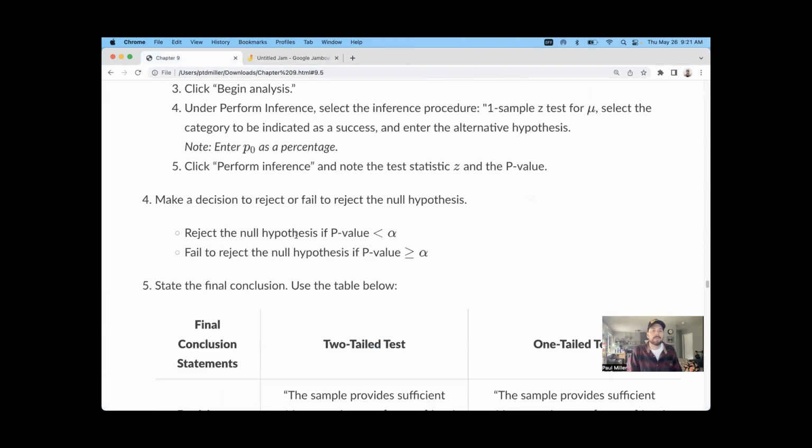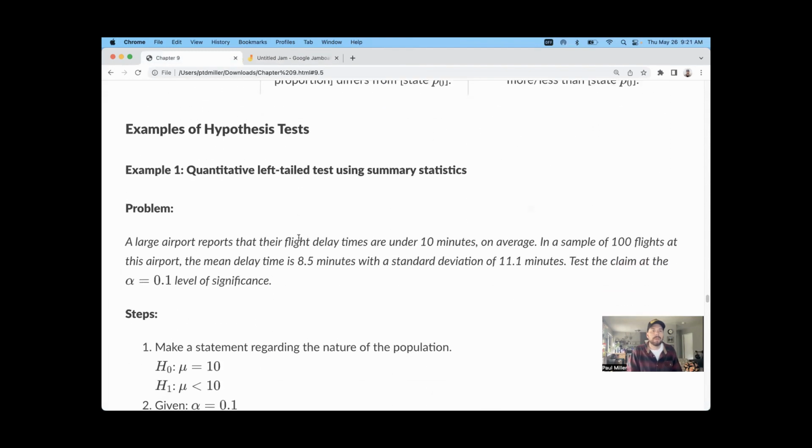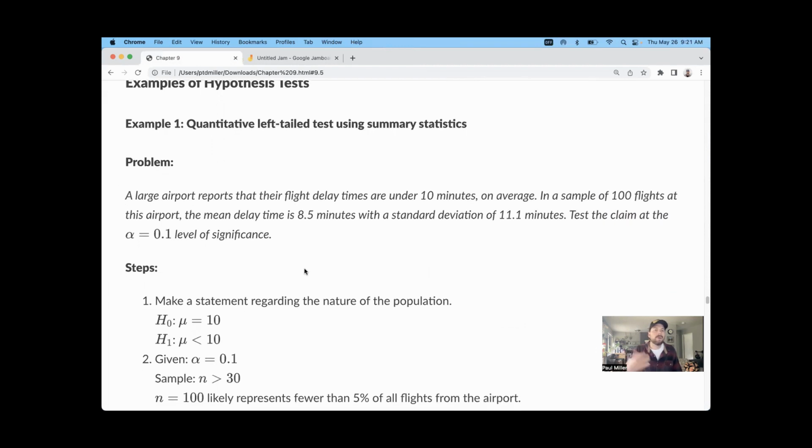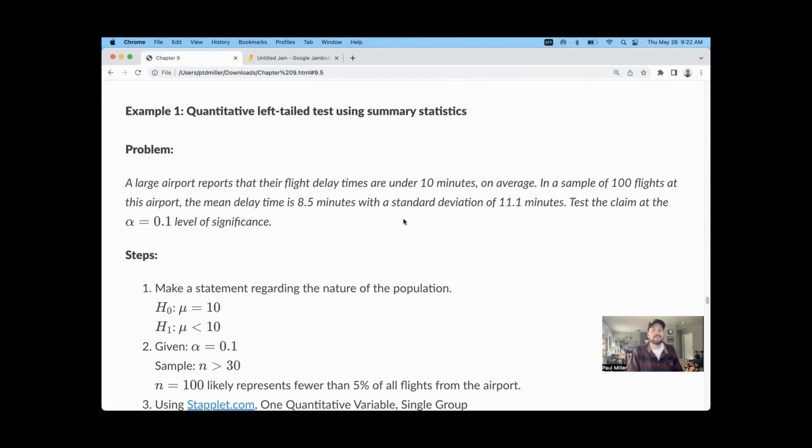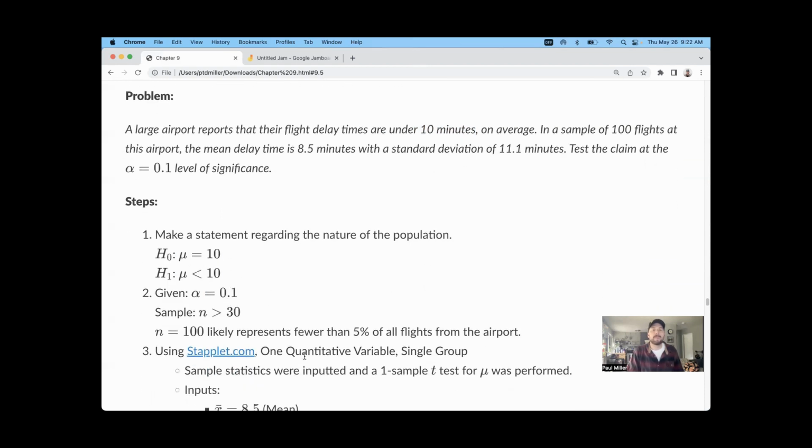And in the first example, right here, I wrote all these problems trying to use somewhat similar situations that you'd find in real life. You have an airport claiming that their delay times are under 10 minutes. So right away, we see a statement about the population. It's a left tail, a less than sign. It does not contain an equal sign, so it will automatically be the alternative, and the null will get the equal sign. And so that's what I've got in step 1 there.